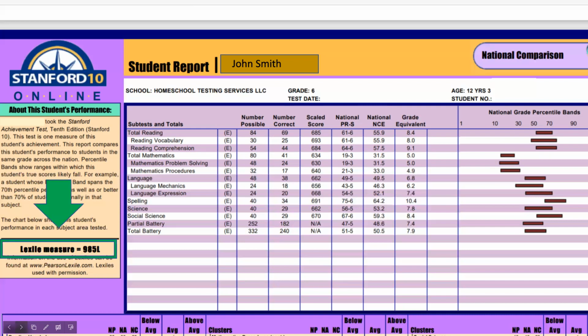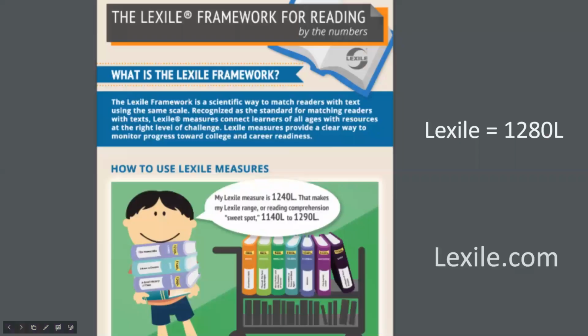Lexile is a valuable measure that you can use to match your student's reading level with a book or a text. Lexile text measure. Please check out our video about Lexile on our website under Utilizing Results. Or visit Lexile.com on how you can pair your students' Lexile reading measure to books that match their reading level and content interest.